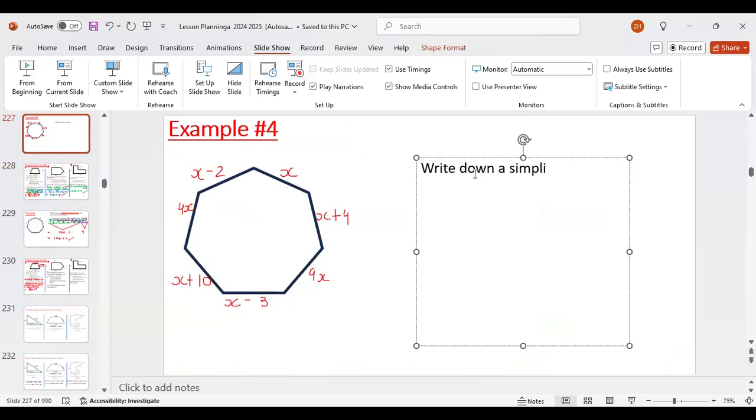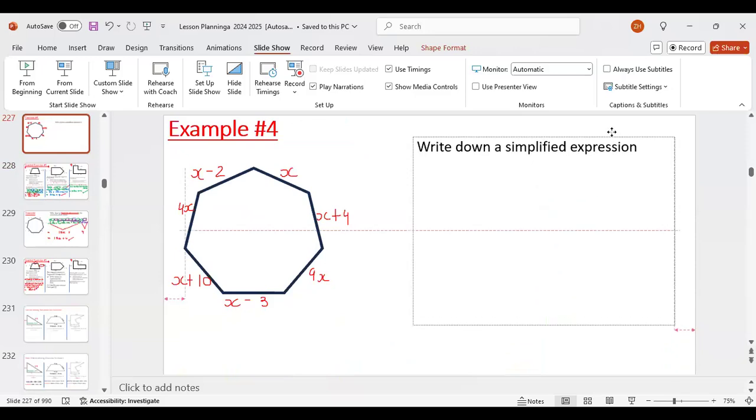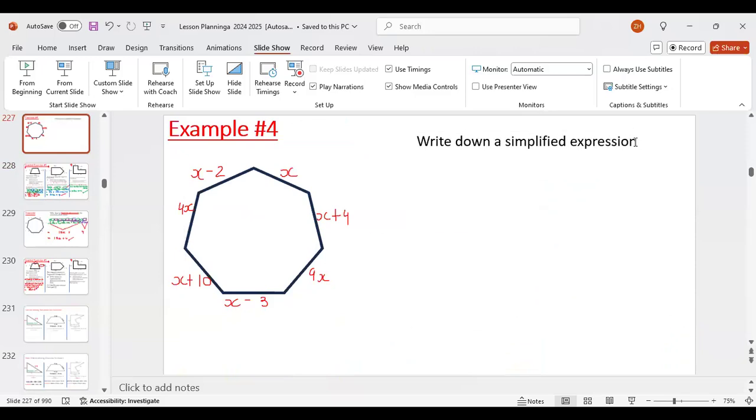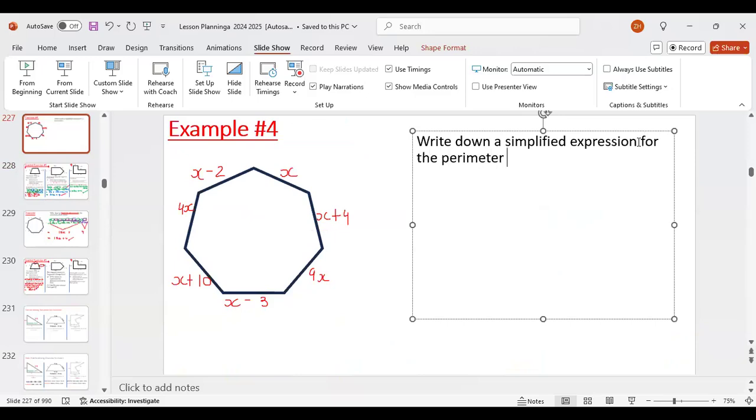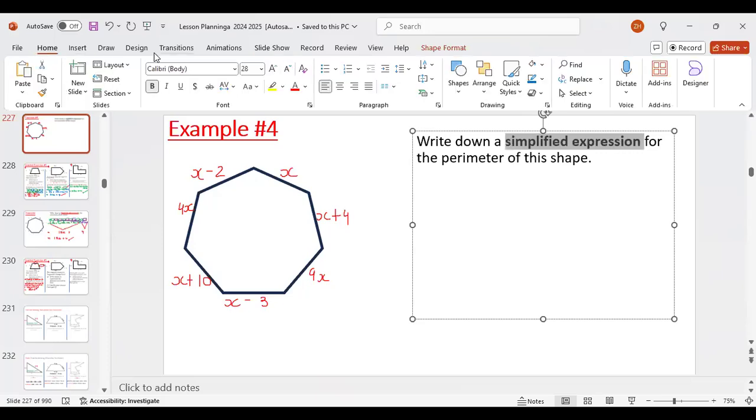Mr. Petit, I can't get this thing to draw. Honestly, try your best. I'm still trying and this isn't coming out. Just draw something that has 7 sides. Whatever you have, those 7 sides form the perimeter of this shape. So we want, one moment, we want to write down a simplified expression for the perimeter of the shape. Put your answer inside the chat, please.